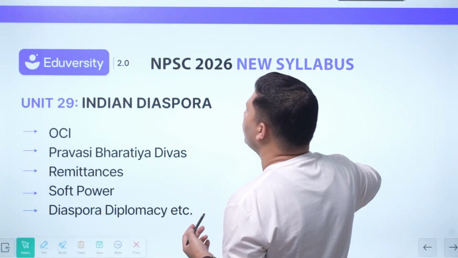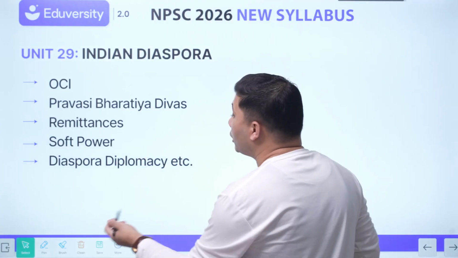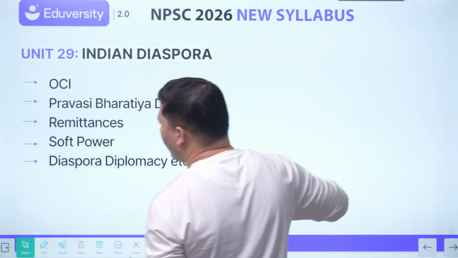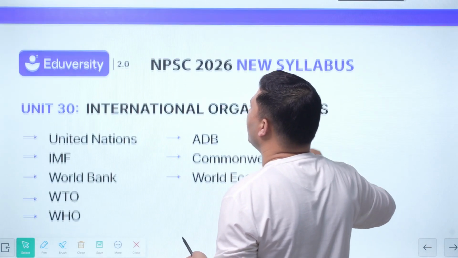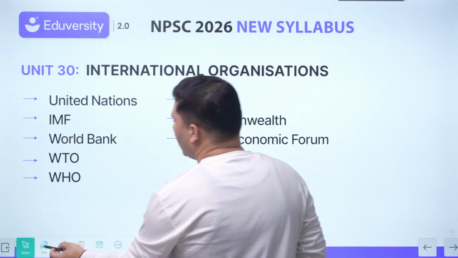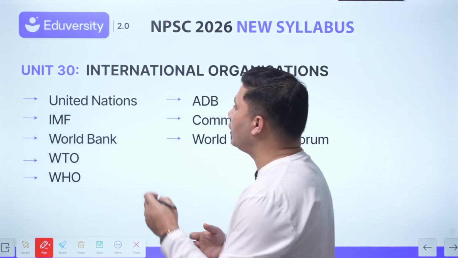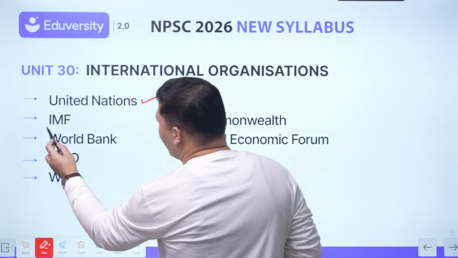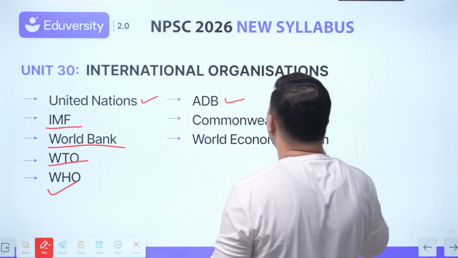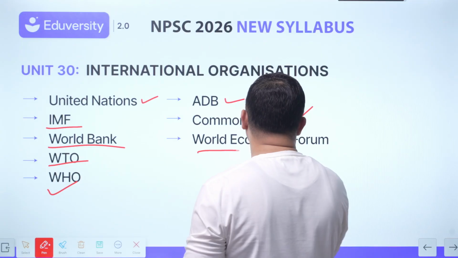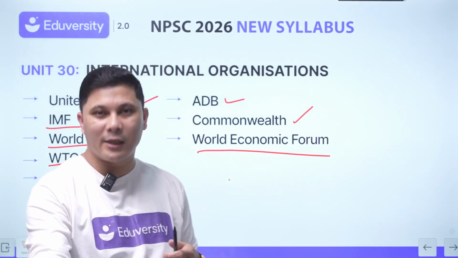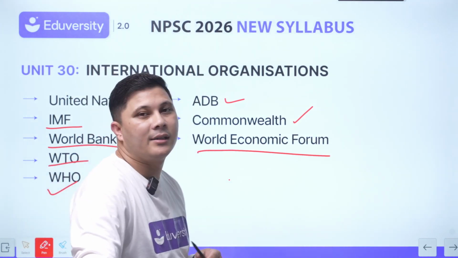Now going forward, we also have to study the Indian diaspora, the diaspora diplomacy especially, which is very, very important. Then on unit 30, the international organizations. We also have to study these organizations because they are very, very important, like the United Nations, International Monetary Fund, World Bank, WTO, WHO, Asian Development Bank, Commonwealth, then World Economic Forum. So we also need to have a very good understanding about the role and responsibility of these international organizations.